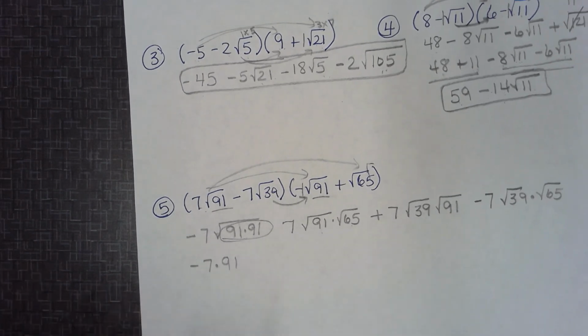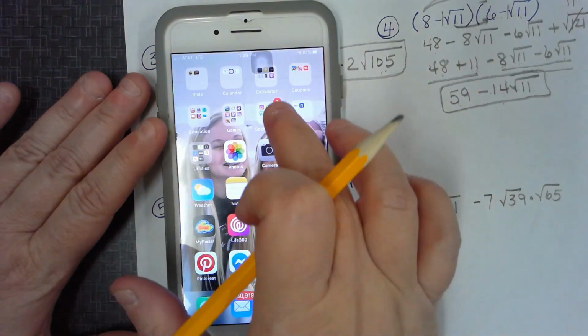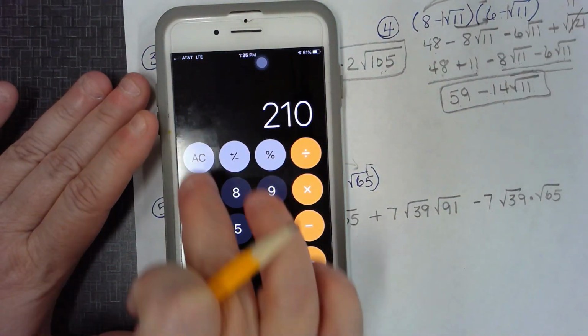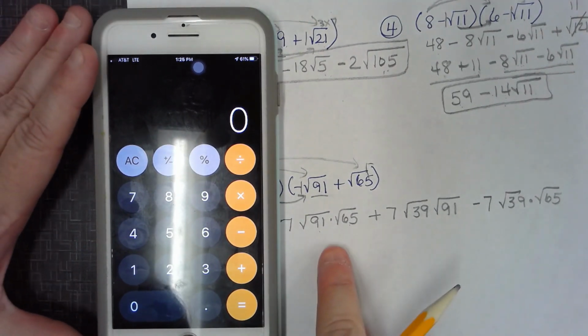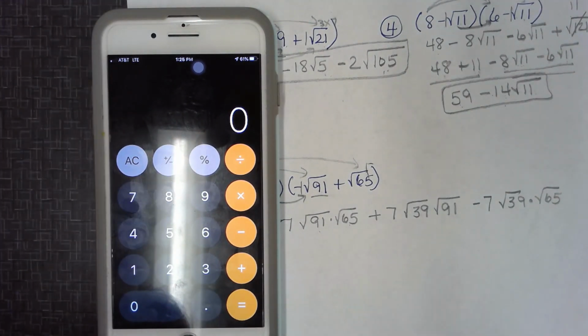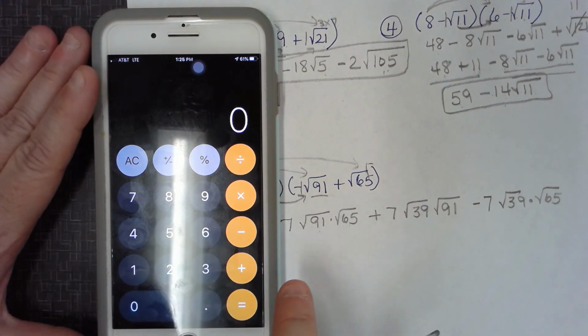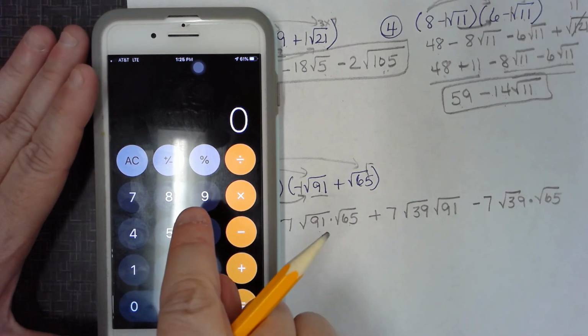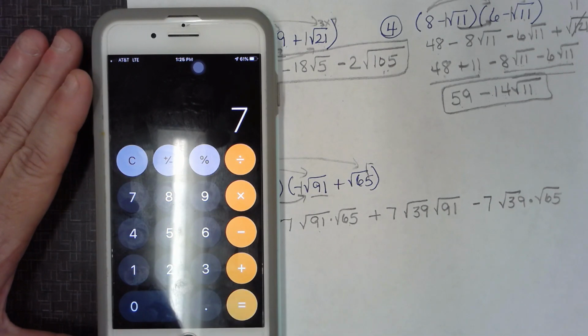And 91, I know that's a tricky one, but 91 is divisible, I think, by 13. So we're just looking for any numbers, okay? We're not trying to divide by 4 and 9, unless you want to do it that way, and you're welcome to do it that way, okay? But, so I want to say 91 divided by 13. Yes.